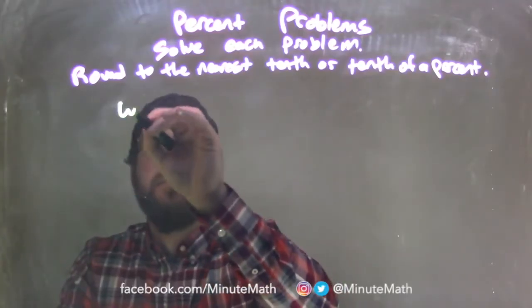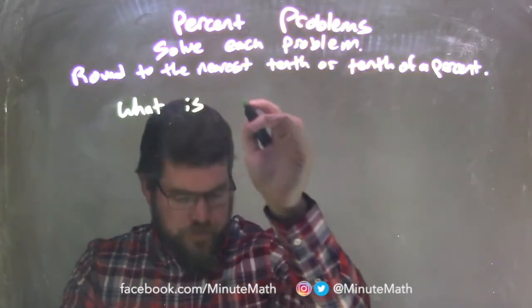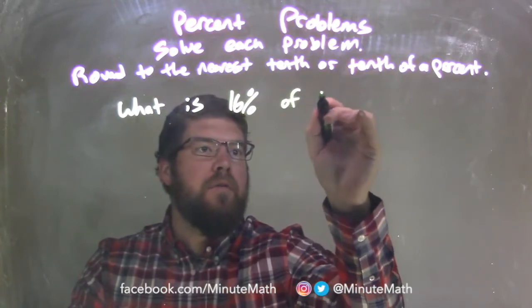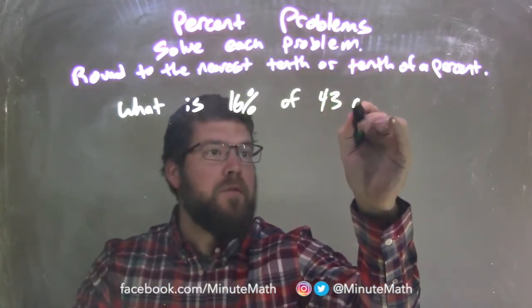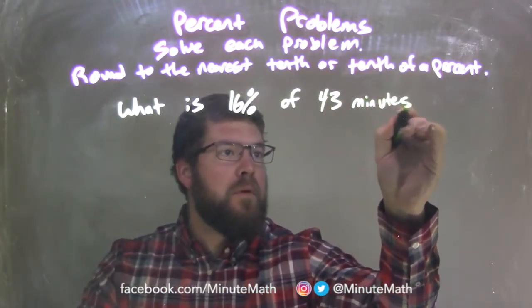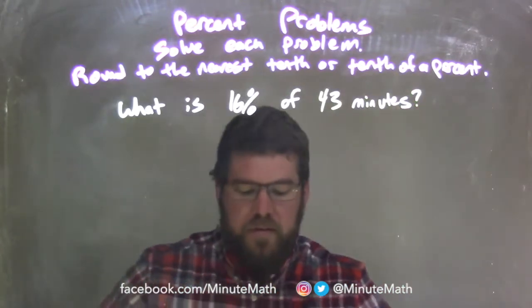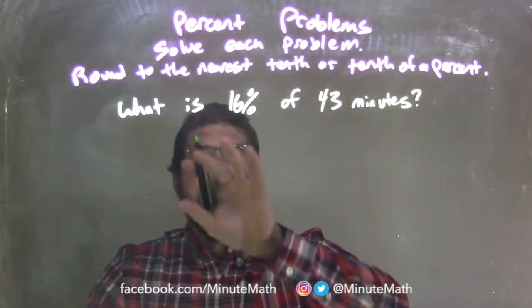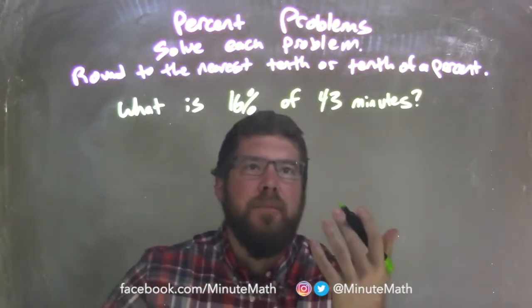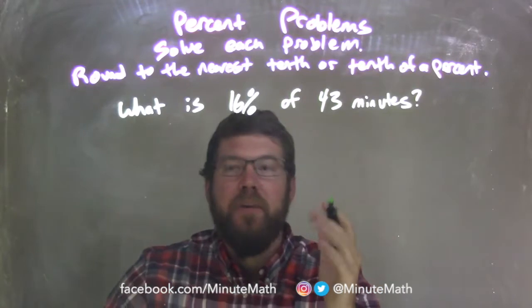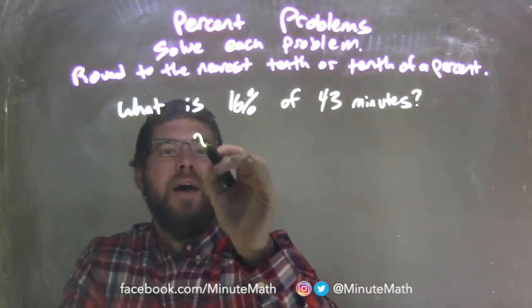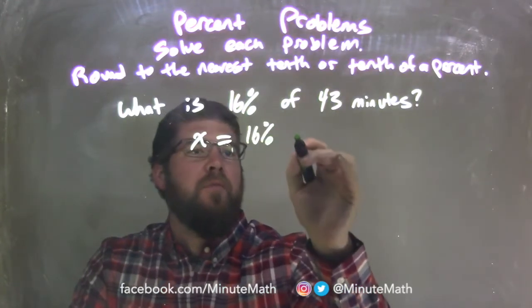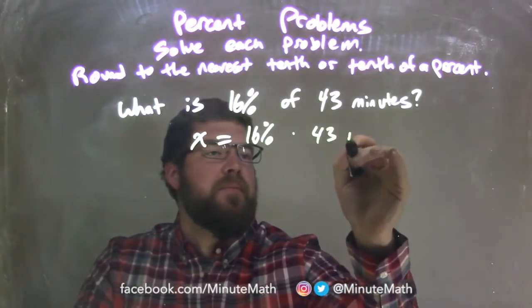What is 16% of 43 minutes? So 16% of 43 minutes. Well, I first need to take that and convert it into an equation. So x is equal to 16% multiplied by 43 minutes.